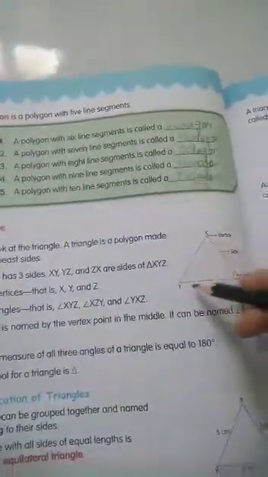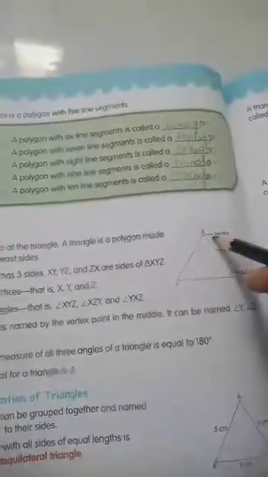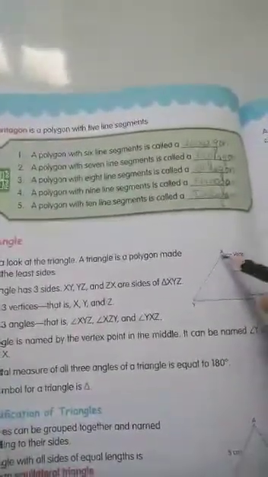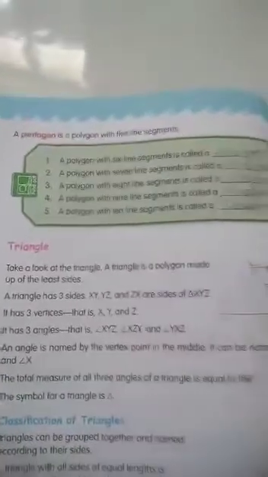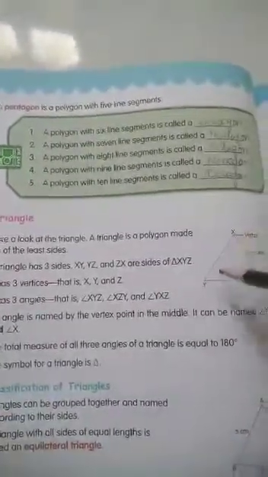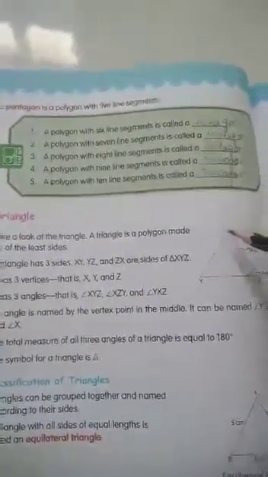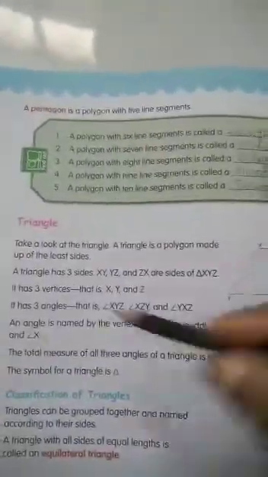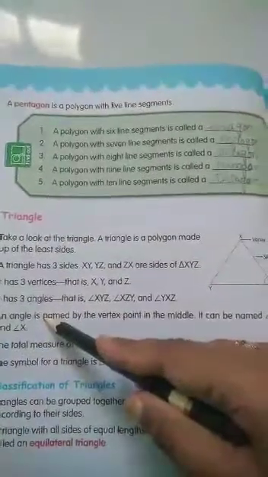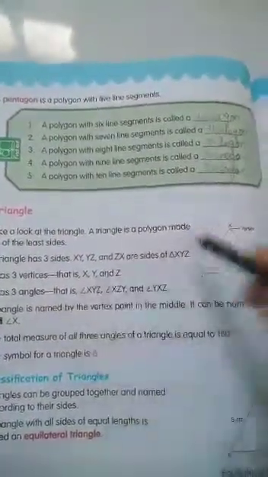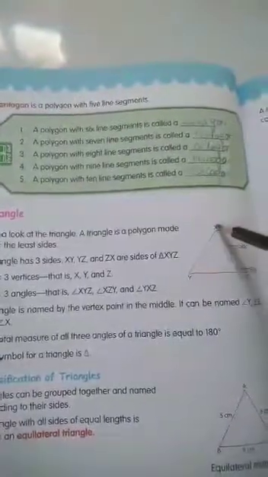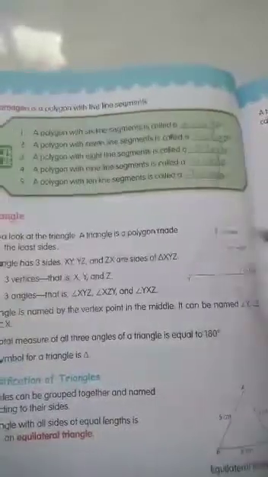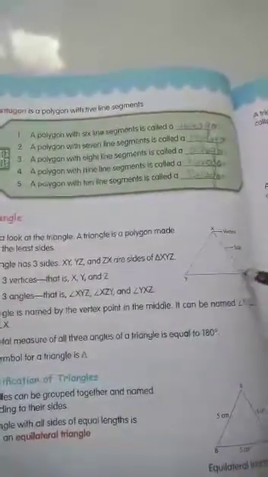XY, YZ, ZX are the sides of triangle XYZ. It has 3 vertices, that is X, Y, and Z. It has 3 angles, that is angle XYZ, angle XZY, and angle YXZ. This is the vertex, this is a side, and this is an angle.